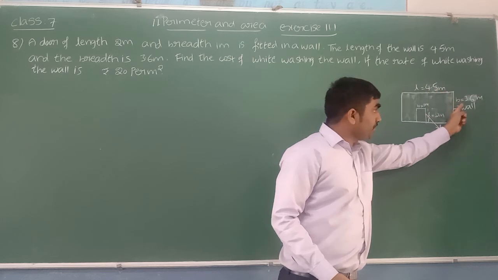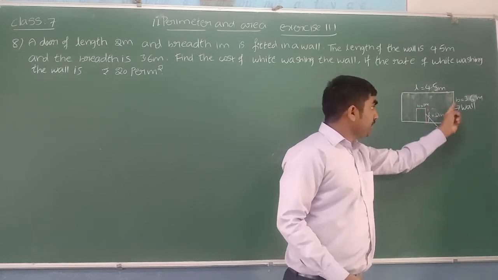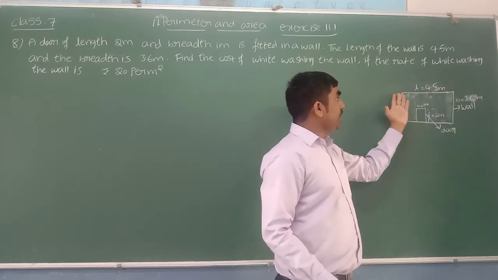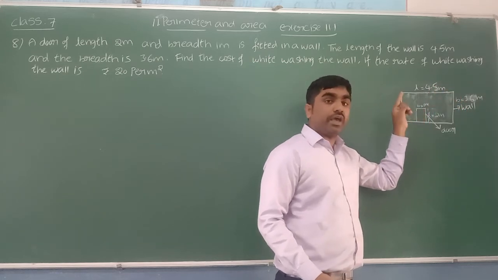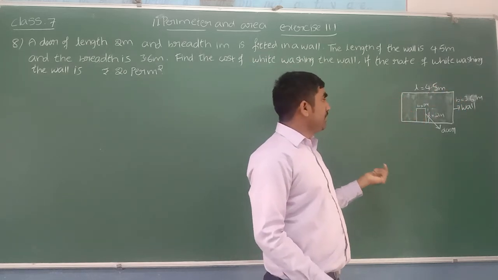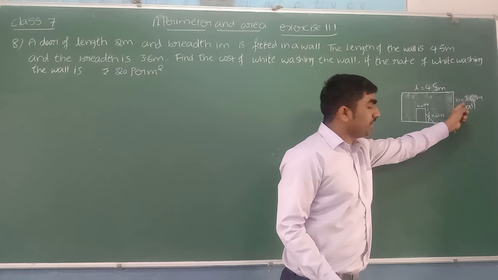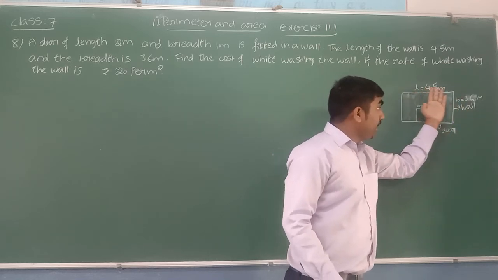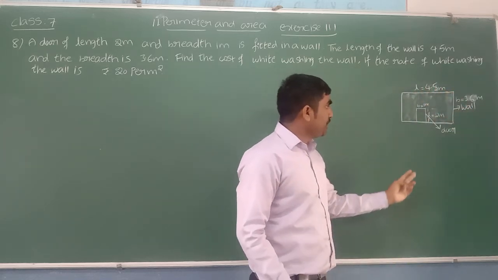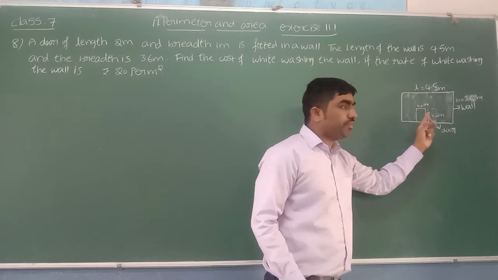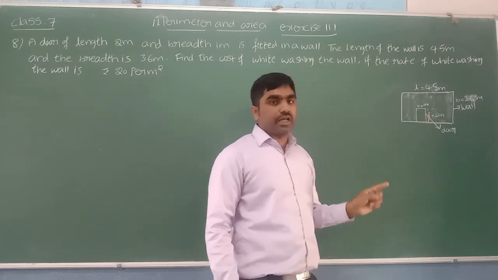Length and breadth are different. So the wall is in rectangle shape. So find the area of the wall by using the area of rectangle formula, because it has length and breadth different. After getting the area of the rectangle, we need to find the area of the door. Even the door is also in rectangle shape.